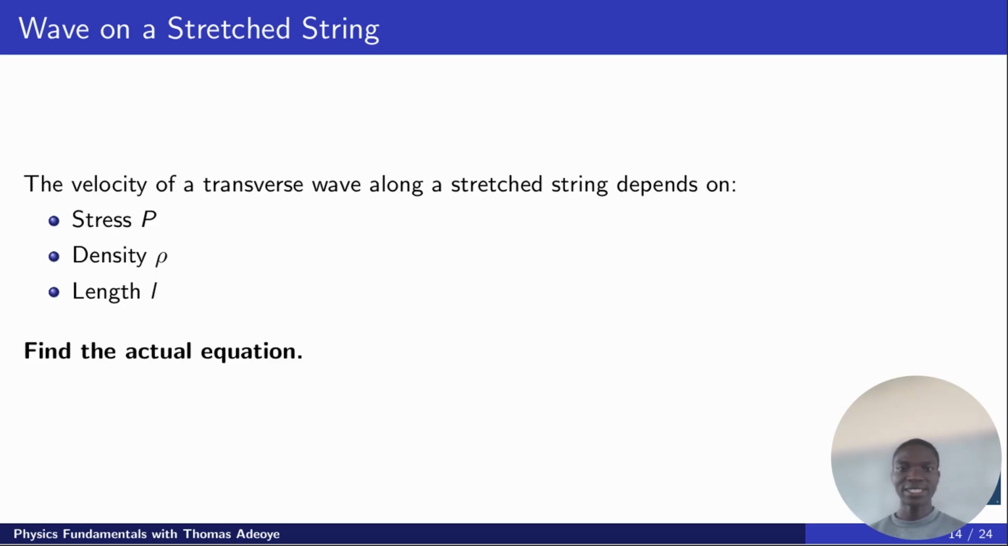Let's start it here. So this is what we are saying. Velocity. We want to derive an equation based on what is given. We were told that velocity depends on 3 things. It depends on P, which is stress, it depends on rho, and it depends on length. That's what it told us. But how it depends on them, we don't know.